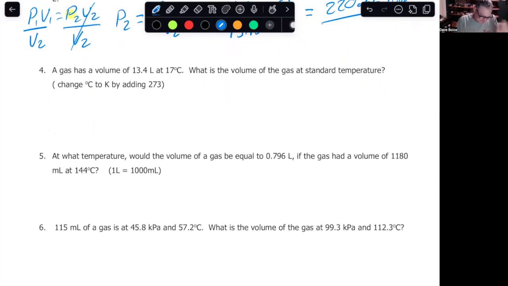Okay, a gas has a volume. At 17C, I've got a temperature, although I'm going to need to convert it. What is the volume of the gas at another volume at standard temperature? Okay, well, there's a temperature. So I'm going to go with this is V1 and T1. And then what is the volume if I change to standard temperature? So T2.